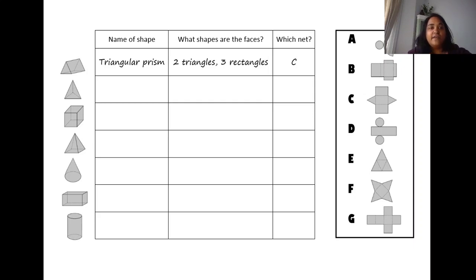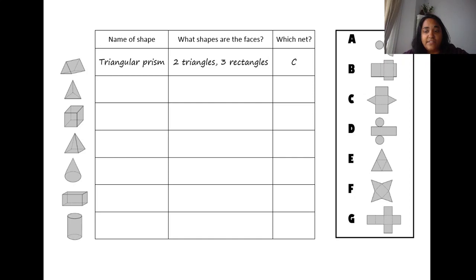What shapes are the faces? So we've got 2 triangles on the end, and then it's got 3 rectangles. So we can write that in the center box. And then which net most represents it? Well, looking at all of those ones down there, I think C is the one that works. We've got our base, the 2 triangles on the ends, and then those 2 side faces. So hit pause, copy down this table, and fill it in. This is the first thing I would like you to add onto OneNote when the lesson is finished.